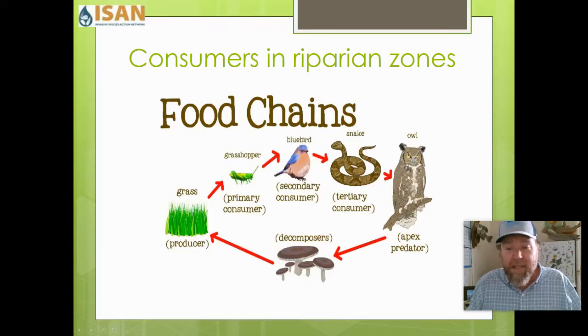And let's just say that this owl dies. And when it falls to the ground, decomposers will help to break down that dead organic matter of the owl and return its nutrients into the soil where it helps to grow more grasses.